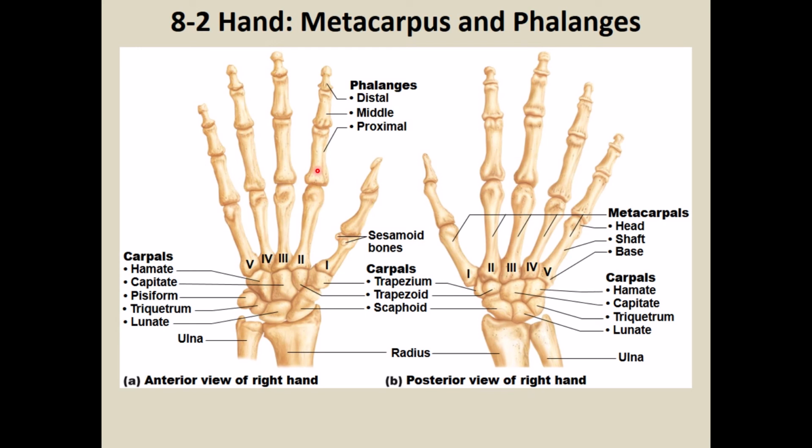And the phalanges, most of them have 3 parts, so proximal, middle, and distal, but the thumb does not have those 3 parts, so it is the proximal and distal. You can also see these sesamoid bones. Sesamoid bones develop because of friction. If you're using your hands a lot, there's a lot of physical friction, then these bones will develop in the membranous part of the tissue.